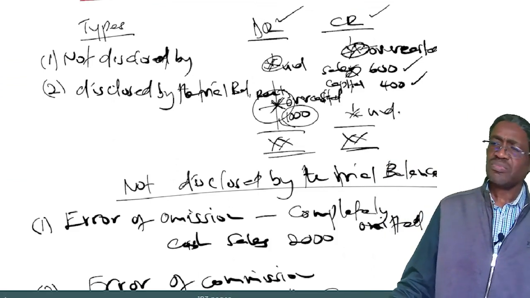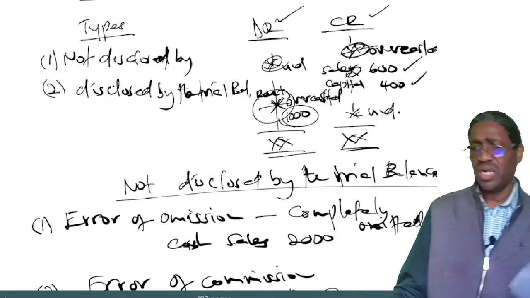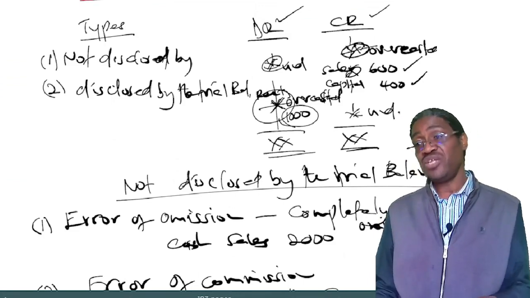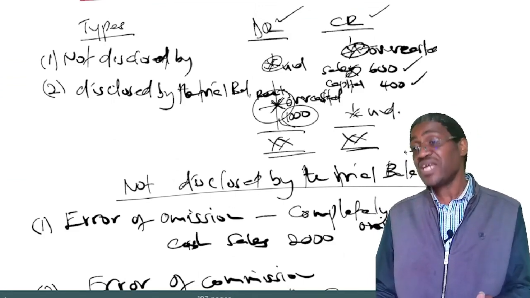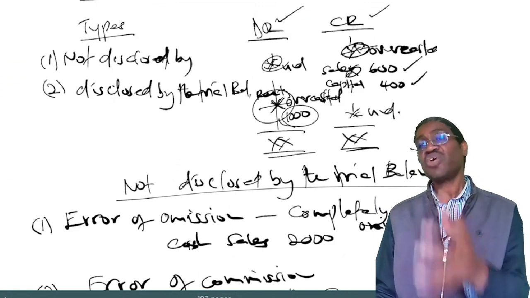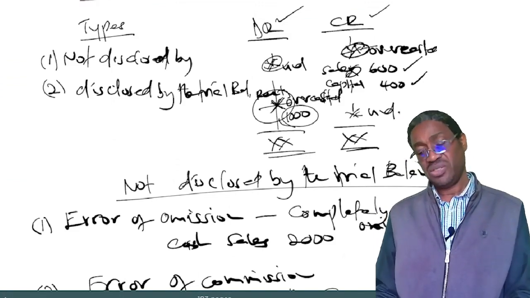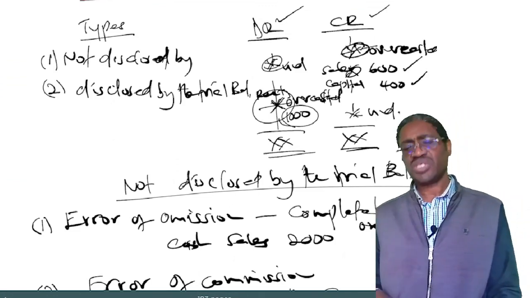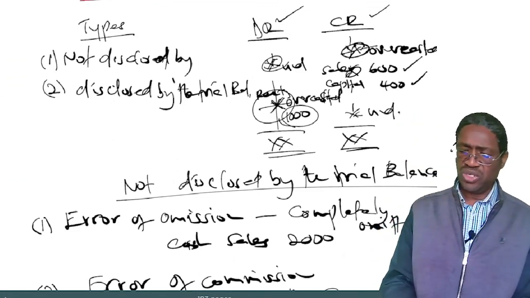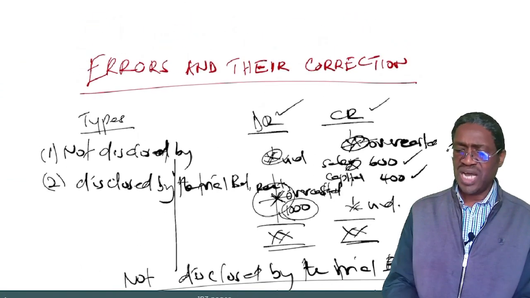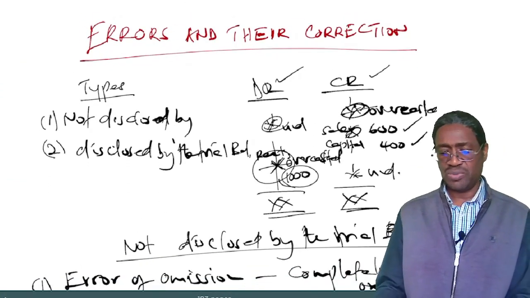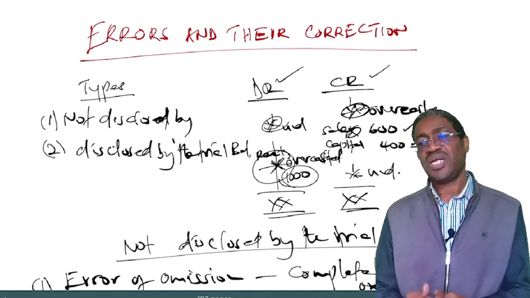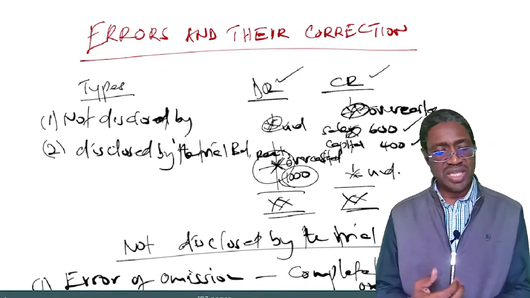Good. So these are errors you should remember, because sometimes your questions will tell you to state the errors which, when they are committed, the trial balance will not balance. Good. So before we go to the second type of errors, let's put down something on what we have said. So the topic is errors and their correction. Put down that topic, errors and their correction.